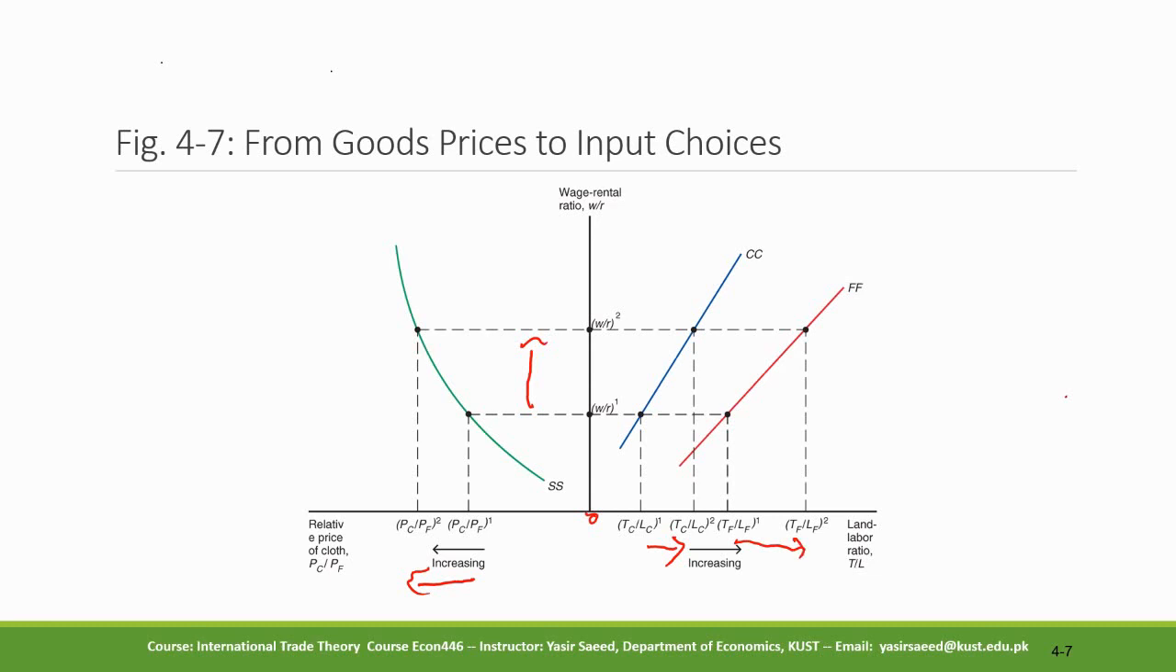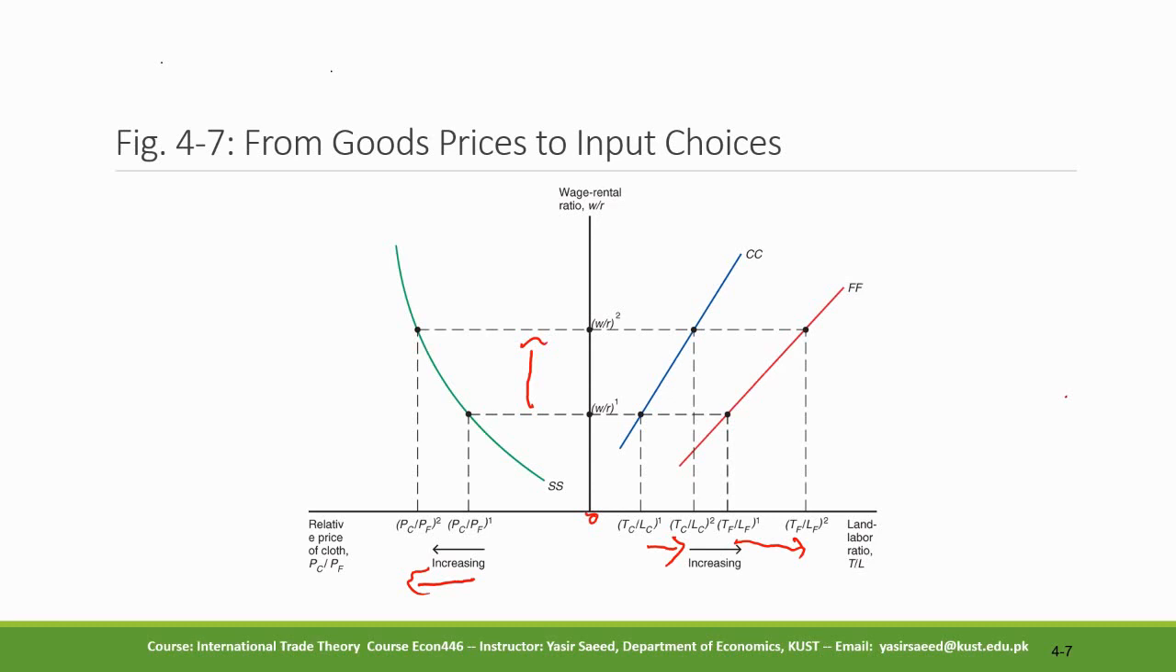Let me repeat this whole scenario once again. If price of cloth increase, wage to rental ratio will increase because cloth is a labor intensive product, and when wages increase, labor becomes expensive. We will hire less labor and we will hire more land in both sectors. So this is how we summarize the graph.